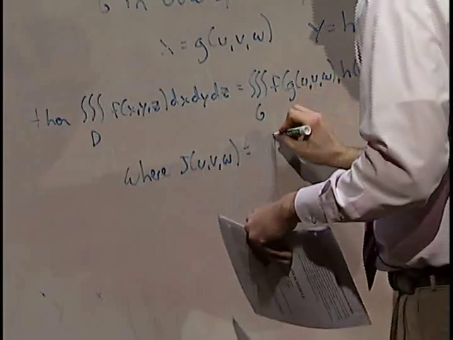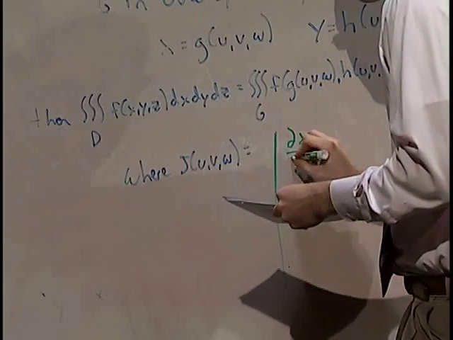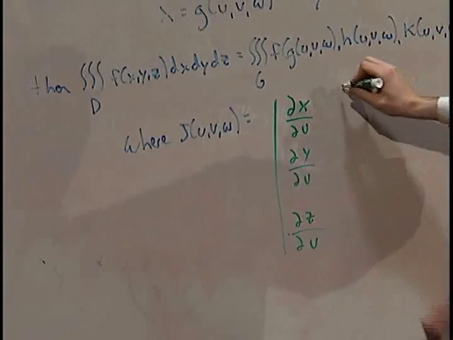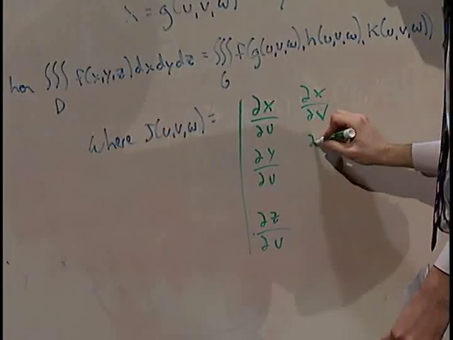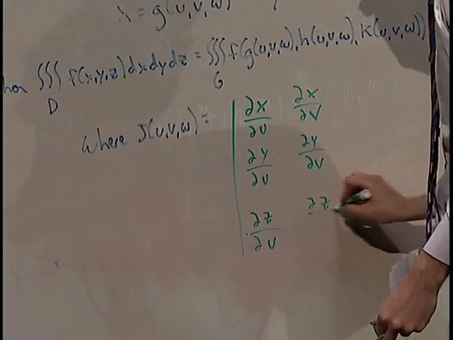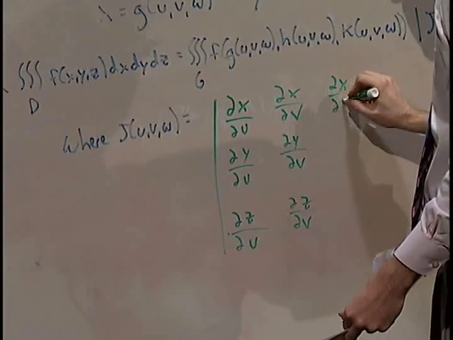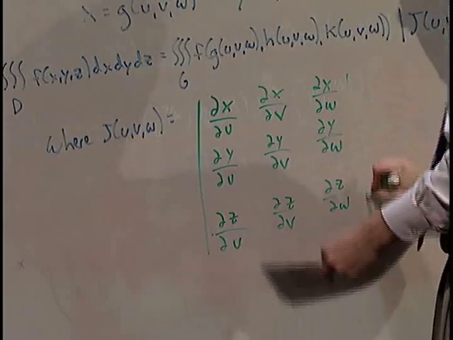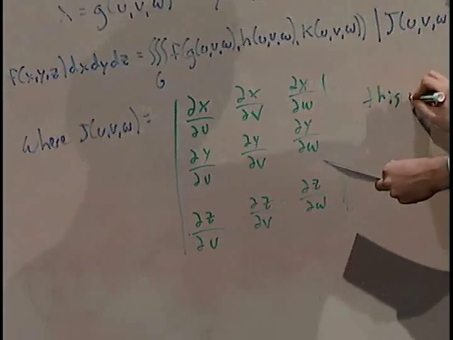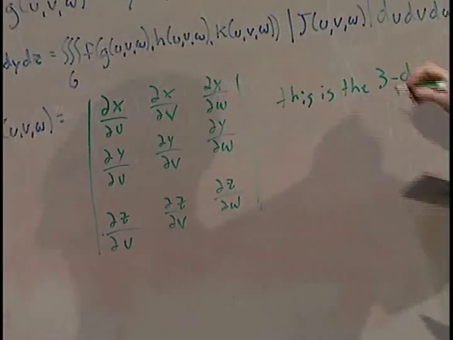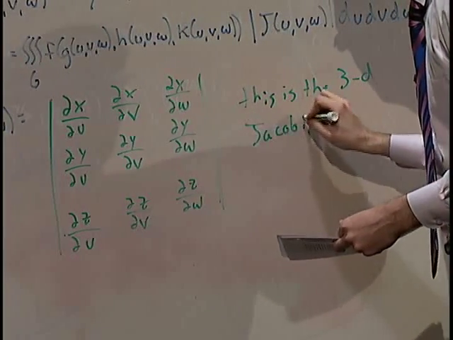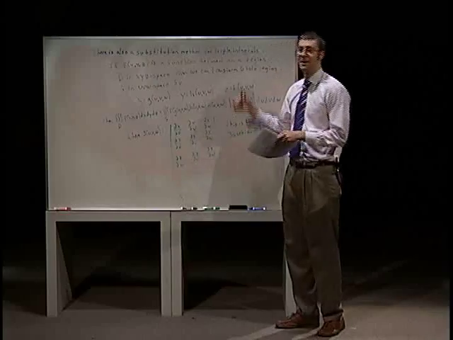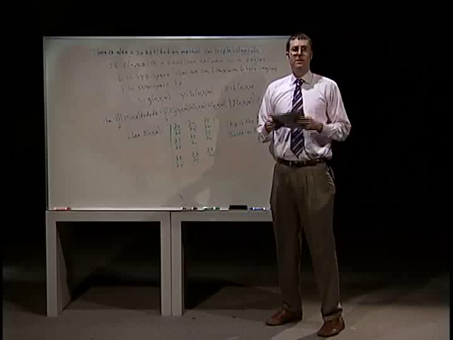In particular, it is the following determinant. So J of u, v, w looks like partial x, partial u, partial y, partial u, partial z, partial u, and right down the line, x_v, y_v, z_v, x_w, y_w, z_w. Right? And this is the three-dimensional, the 3D version of the Jacobian determinant. But again, the algebra gets awfully messy here, so we're not going to do one, but be aware it does exist out there. Okay, so that's it for substitution and multiple integrals.